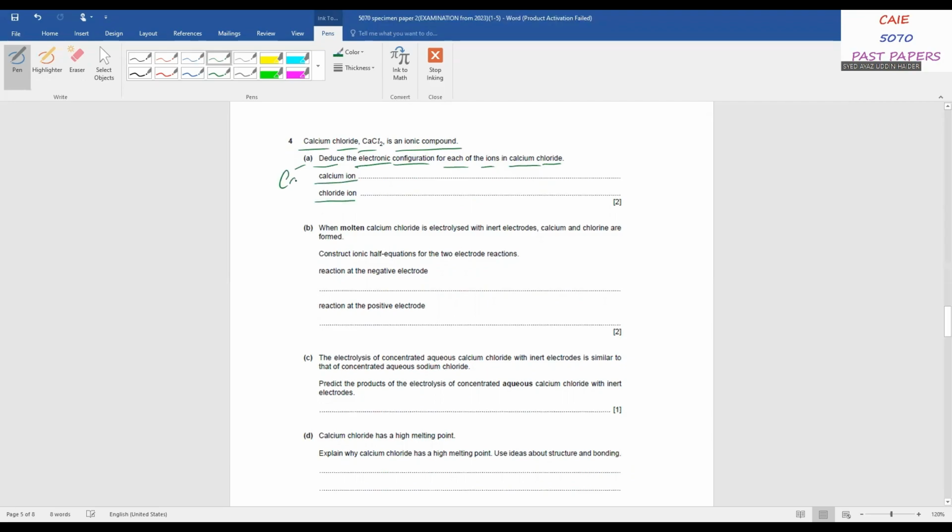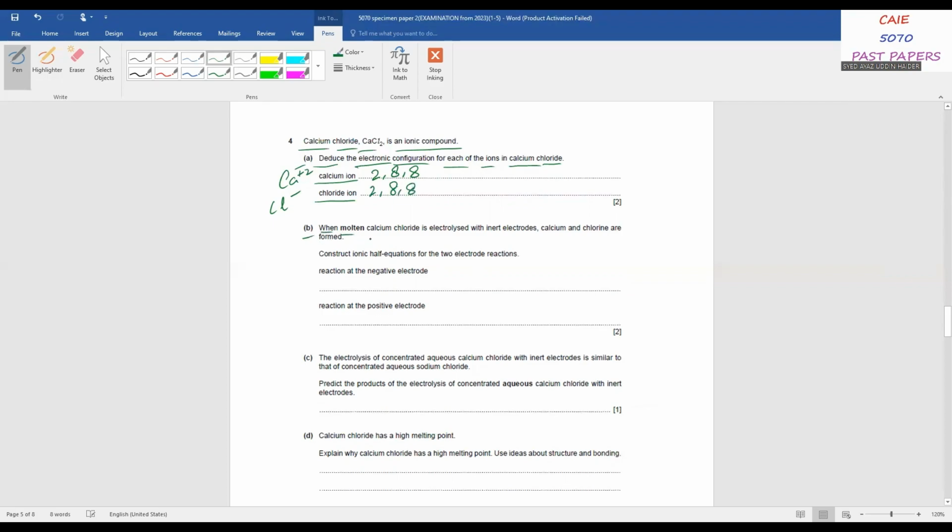Calcium ion will be Ca2+. If you recall the proton number of calcium, which is 20, you have to subtract 2, you are left with 18. So what will be the electronic configuration? 2, 8, 8. What about chloride? Chlorine, its proton number is 17, which means 17 electrons. So it will gain 1 electron to form the Cl- ion. So the same electronic configuration, 2, 8, 8.